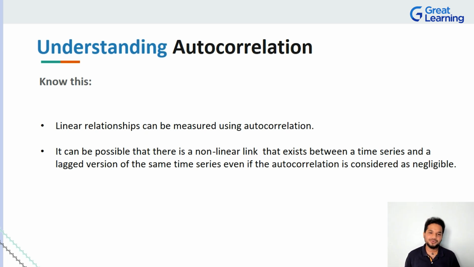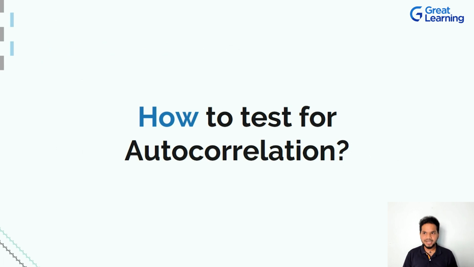I hope you guys are clear with that aspect of autocorrelation as well. We had a chance to understand what correlation is, where it is used, how it works. We had a chance to look at autocorrelation, understand the range of it, and understand that we can determine the relationship that exists between a time series and a lagged version of a time series.